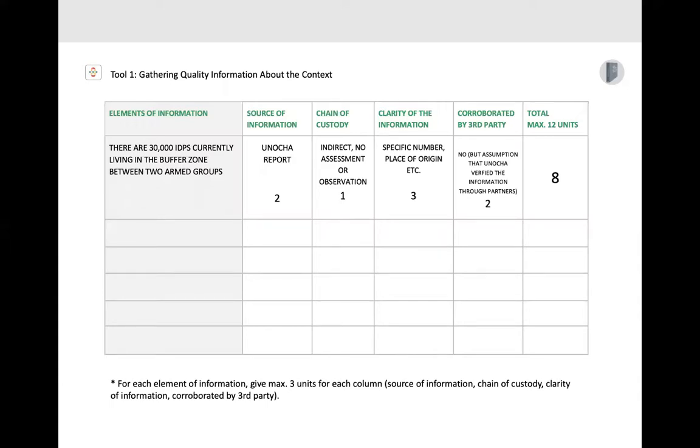And then this idea of corroborated by a third party. Not necessarily. We could use this report as our third party if we'd seen it ourselves as well. But we've got an assumption. We know OCHA. They've probably verified it through their partners. Our counterpart probably has an understanding of OCHA maybe. And so we add up those and we get a total of 8 for this piece of information. So out of 12 total points, this has got a score of 8. So not bad in terms of its quality of information.